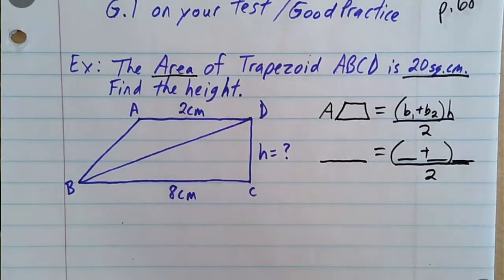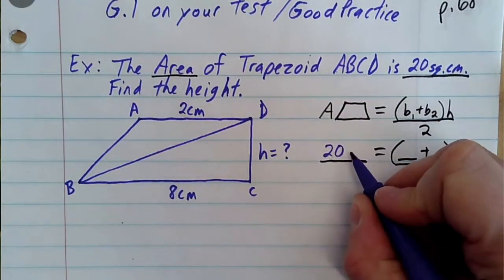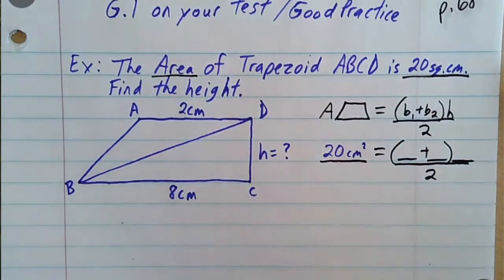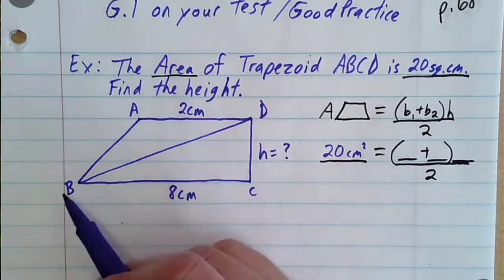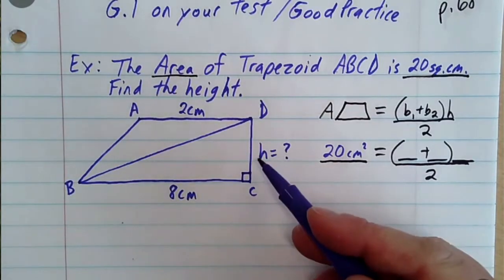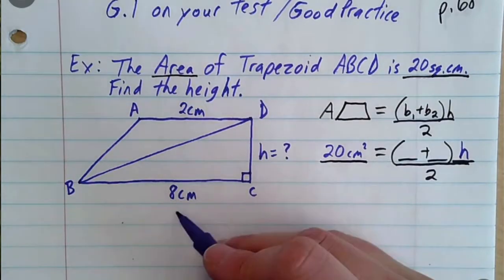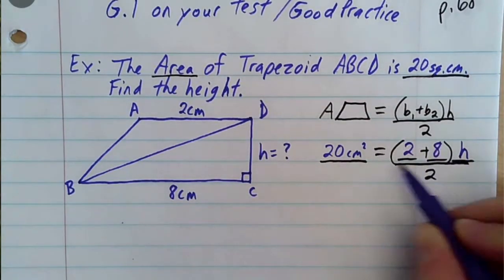Well, they actually gave us the area of 20. And you could call this centimeters squared. They gave us the area. Do we know our bases? Yeah, they're the ones that are parallel to each other. Which one's the height? Oops, sorry, I forgot to draw the right angle. The height is over here. That's what we're trying to find. So we don't know the height, but we do know our bases. Our bases are going to be 2 and 8. So how in the world are we going to solve this, figuring out the height?